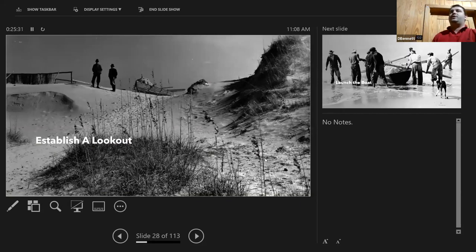So a lot of times what they would do is they'd put men on top of dunes to watch for these fish schooling along the shoreline. Sometimes they would build these sort of rudimentary towers that people could climb up and watch for the fish. And sometimes men were just walking up and down the beaches looking for fish.